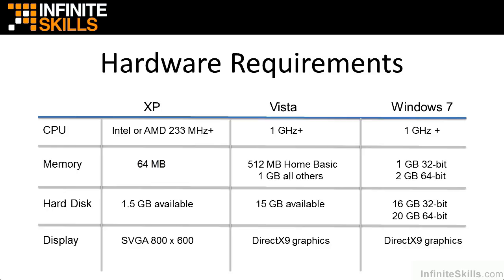Now on the display, XP, minimum requirement is SVGA 800 by 600 resolution. Vista is looking for DirectX 9 graphics, 32 megabytes for Home Basic, and that is memory that's resident on the graphics card, 128 megabytes for all others. And for Windows 7, they're just asking for a minimum of DirectX 9 graphics, and they don't mention any kind of onboard memory because if you've got DirectX 9 graphics on a Windows machine, you're going to have enough onboard memory.